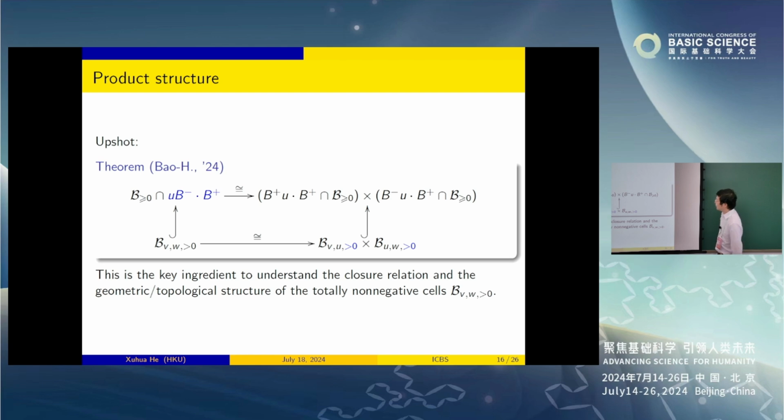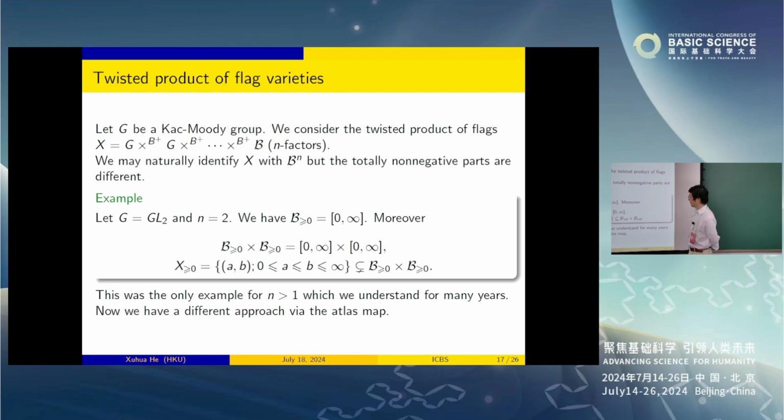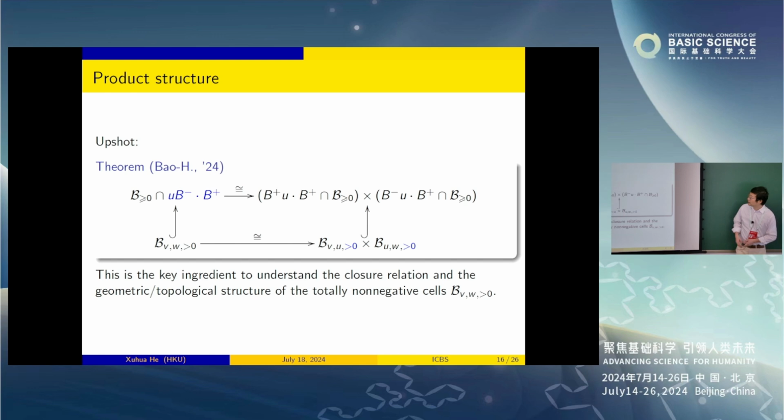So these are some of the key ingredients that we introduce so that we can understand the totally non-negative flag varieties. And there are some other basics. But before that, let me see, any questions so far?